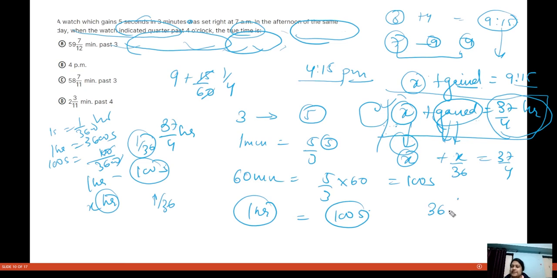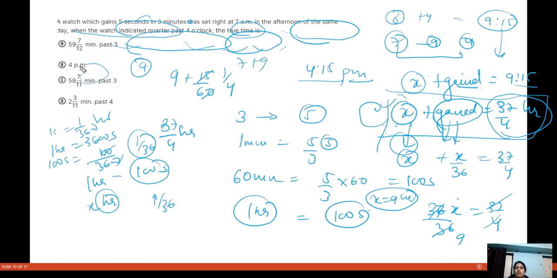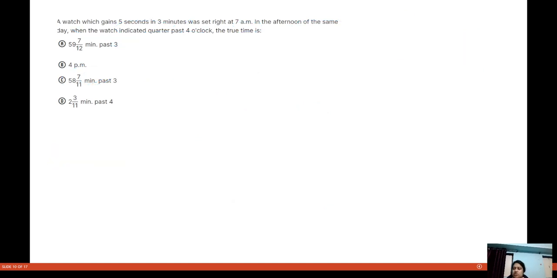So now take the LCM. So now you have 37x divided by 36 is equal to 37 by 4. So 37 and 37 will get cancelled, and x is equal to 9 hour. So actual time is equal to 9 hour. So 7 plus 9 is equal to what? 4 p.m.